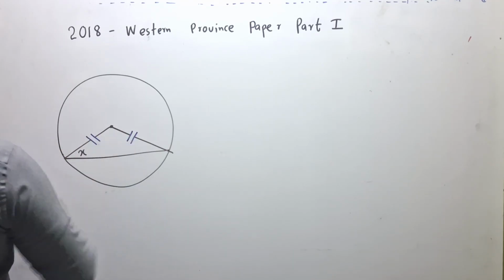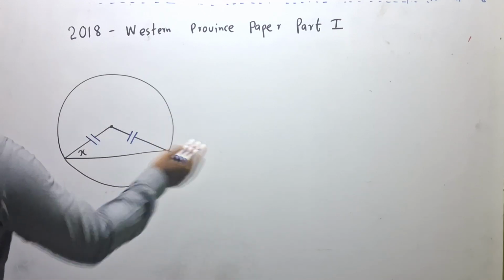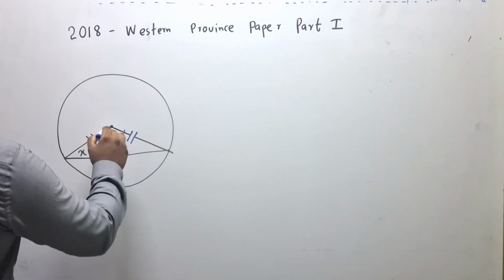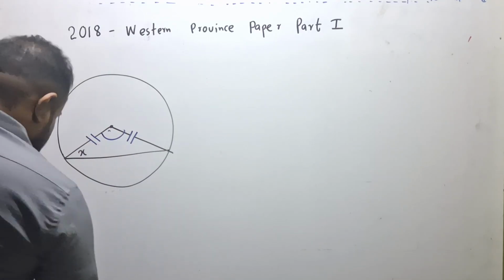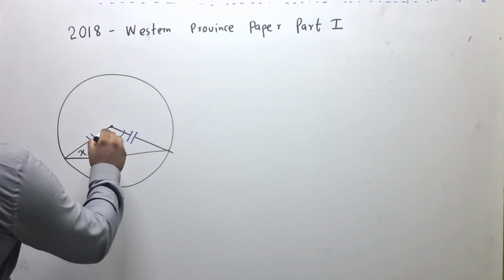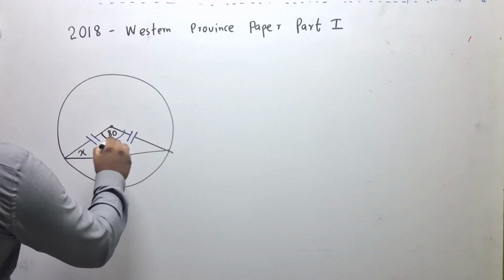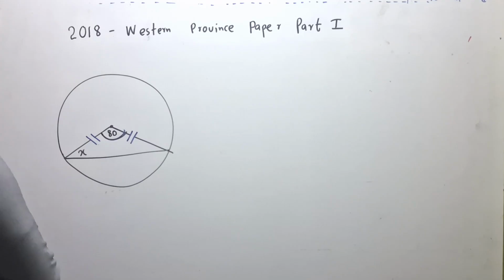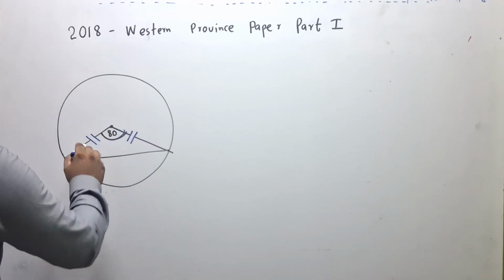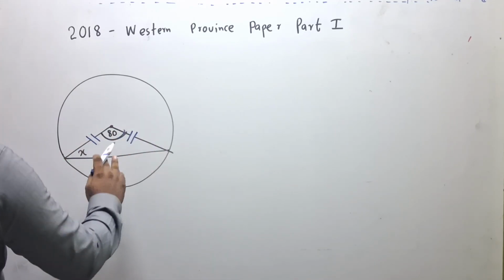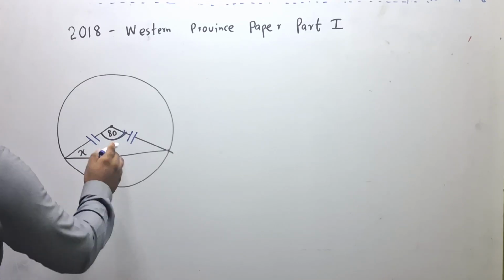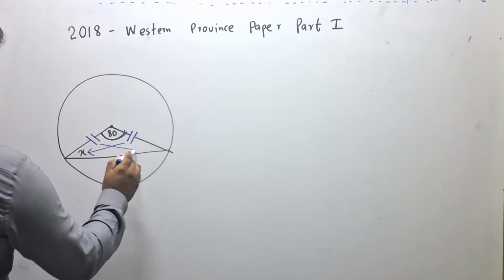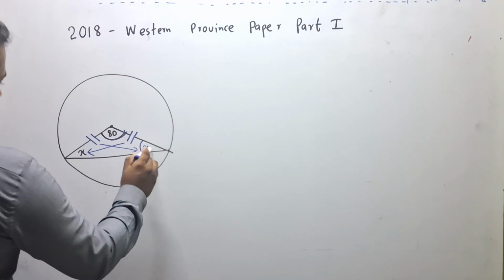This is a radius. That means this is an isosceles triangle. And this angle is 80. It's given. If this is an isosceles triangle, opposite angles for the equal sides are equal. So, if this is x, this angle also must be x.